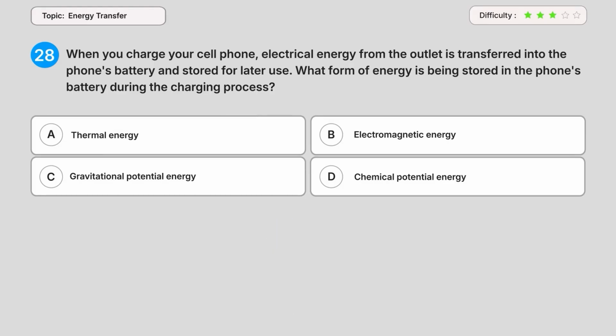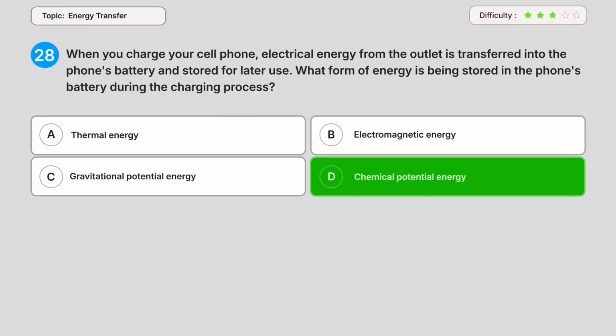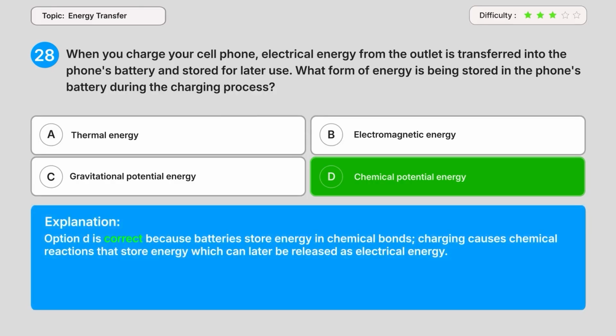Correct answer, D. Chemical potential energy. Explanation. Option D is correct because batteries store energy in chemical bonds. Charging causes chemical reactions that store energy, which can later be released as electrical energy.